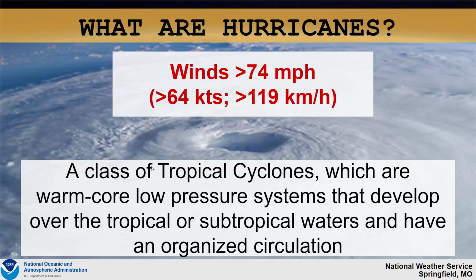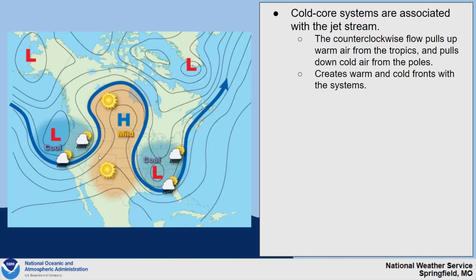Now, what is meant by the term warm core low pressure system? Well, there are two main types of low pressure systems that impact the United States. These are either cold core or warm core. Cold core systems are what the United States usually experience. These systems are tied to the jet stream. Because of this, the counterclockwise rotation around them pulls down cold air from the Arctic and pulls out warm air from the tropics, often creating warm and cold fronts. These systems bring your snowstorms, thunderstorms, long-lived rainstorms, cold blasts, pretty much any active weather.